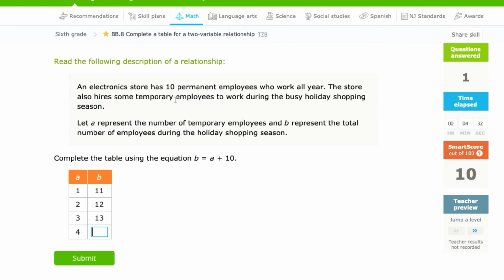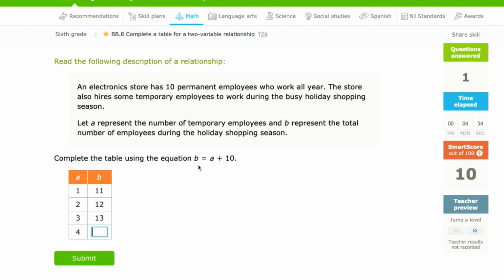All right, an electronics store has 10 permanent employees who work all year. The store also hires some temporary employees to work during the busy holiday season. Let A represent the number of temporary employees, and B represent the total number of employees during the holiday shopping season. So this equation describes what they just described in words.